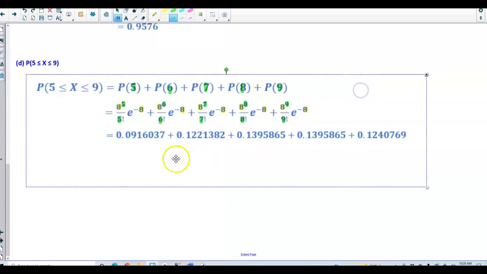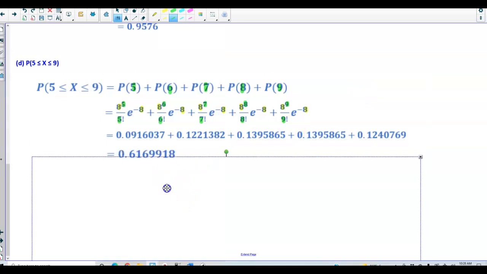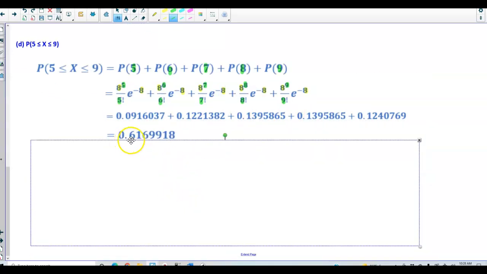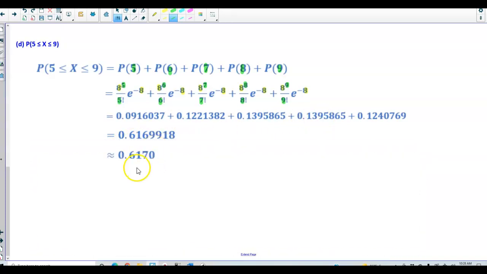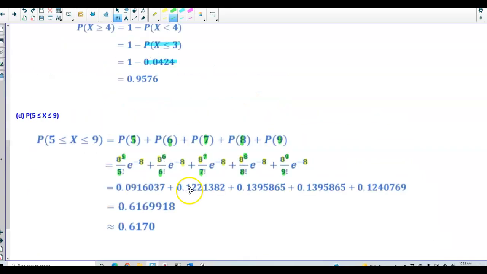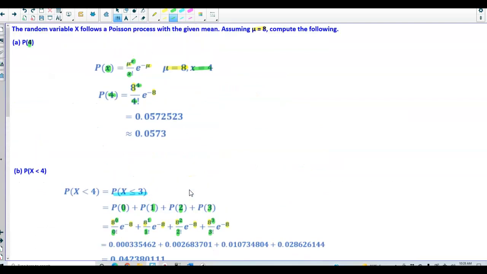And so therefore, now what we're going to do is add those all up to get 0.6169918, and then rounding that to 4 decimal places gives us the probability of 0.6170. So let's go ahead and just verify our results on my StatLab.